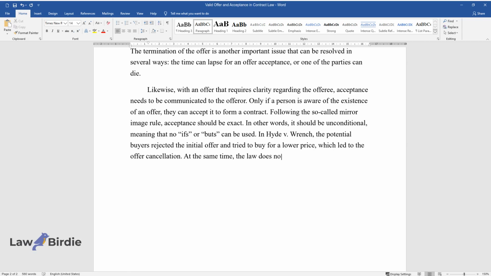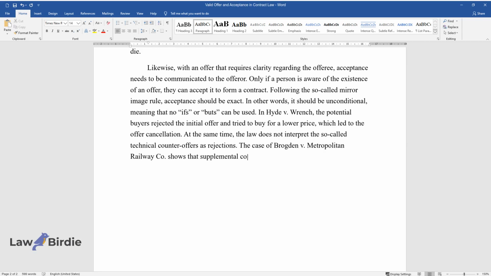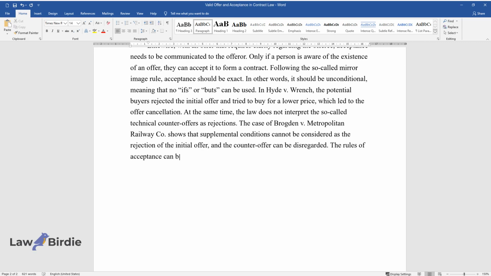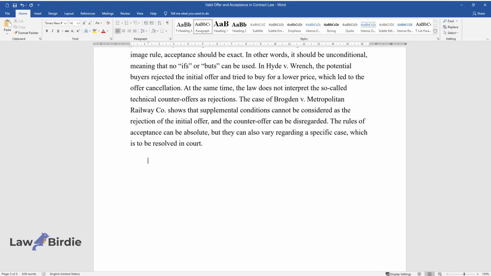At the same time, the law does not interpret the so-called technical counteroffers as rejections. The case of Brogdon v. Metropolitan Railway Company shows that supplemental conditions cannot be considered as the rejection of the initial offer, and the counteroffer can be disregarded. The rules of acceptance can be absolute, but they can also vary regarding a specific case, which is to be resolved in court.